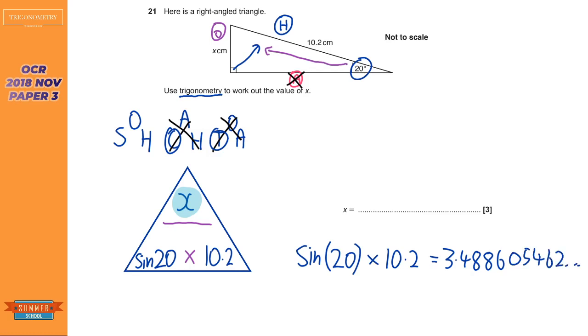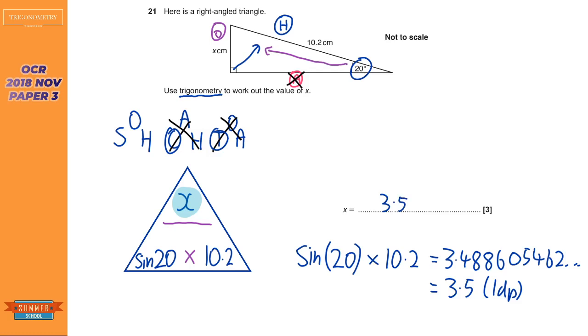3.48860546 and so on. Now we will obviously have to round that, so we're going to round it, I don't know, to 1 decimal place, 3.5. And always check the question, see if it tells you you've got to round it to something, but this question doesn't, it leaves it up to you.